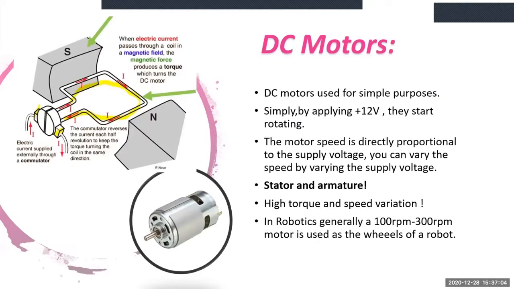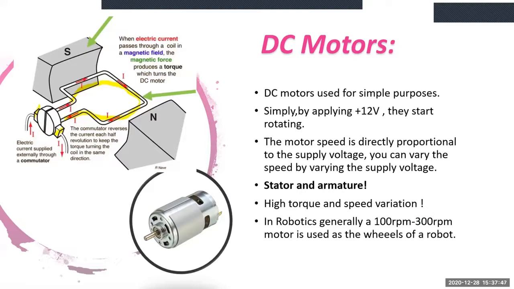A direct current, as I mentioned, DC motor is a type of electric machine that converts electrical energy into mechanical energy. DC motors take electrical power through direct current and convert this energy into mechanical rotation. DC motors use magnetic fields that occur from the electrical currents generated. When electric current passes through a coil in a magnetic field, the magnetic force produces a torque which turns the DC motor. DC motors have two key components. Those are a stator and armature.